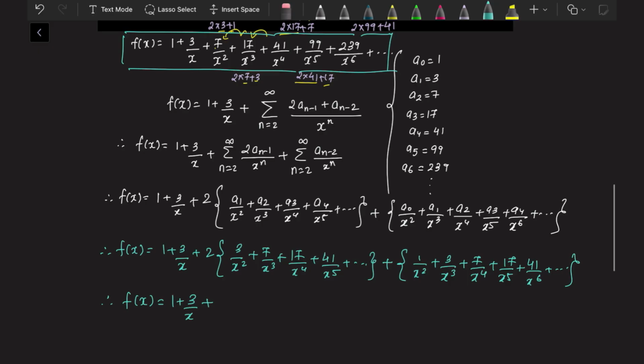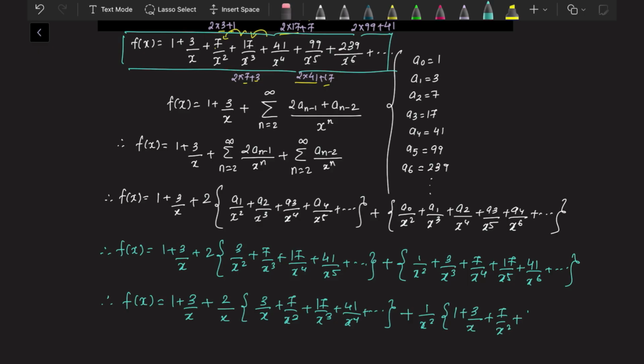Now plus. So what is missing from this pattern and this particular curly bracket over here is that the denominator is having the power of x but 1 greater. So why not just take it common? So inside what we'll have is 3 upon x plus 7 upon x square plus 17 upon x cube plus 41 upon x raised to 4 plus dot dot dot, means infinite terms. Now look carefully over here. It is almost the same pattern. All it is having is an x square term extra in the denominator. So we'll take it common. So inside we will have 1 plus 3 upon x plus 7 upon x square plus 17 upon x cube plus 41 upon x raised to 4 and so on.